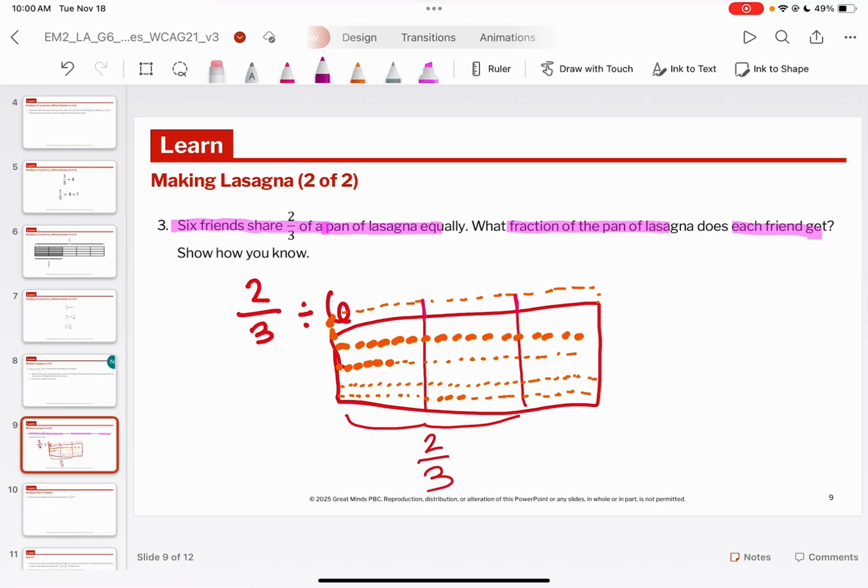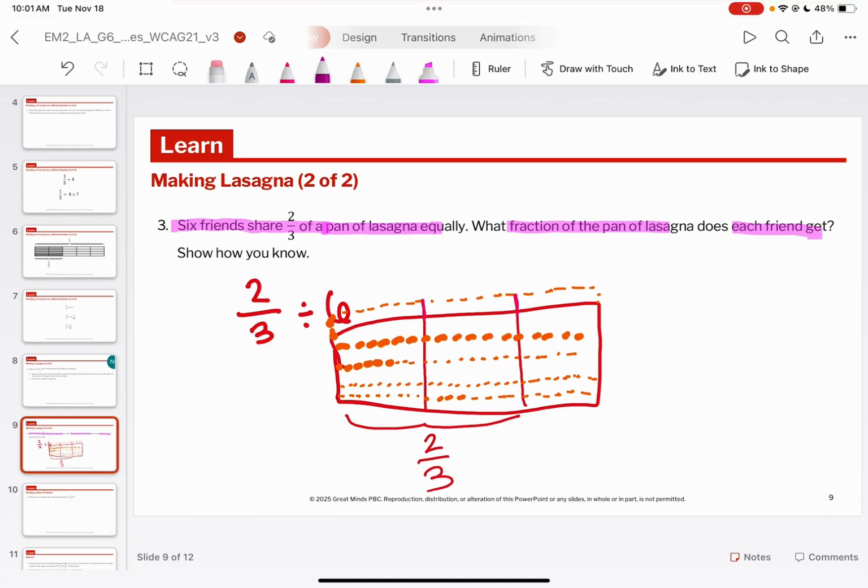6 friends share 2/3 of the lasagna. So now, although this represents 2/3, do I have smaller little pieces now? Yeah, what happened to my lasagna? I broke it up into smaller pieces. Do you have more boxes than you started with? Yes, you do, right? At first, I started with 3 whole boxes. Now look at all these boxes I have. I have way more. But I only want 2 out of how many shaded?